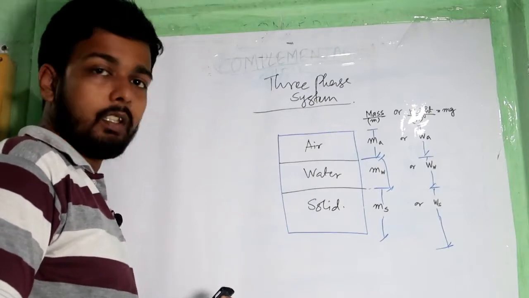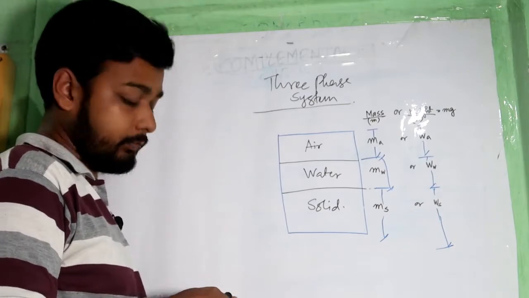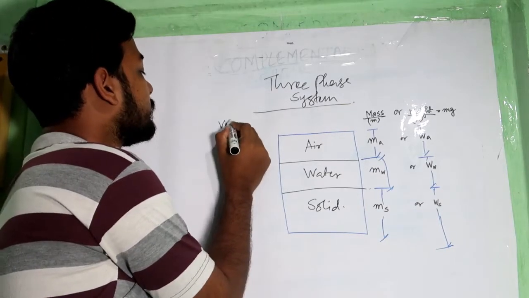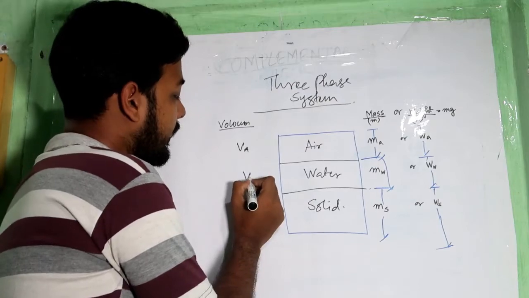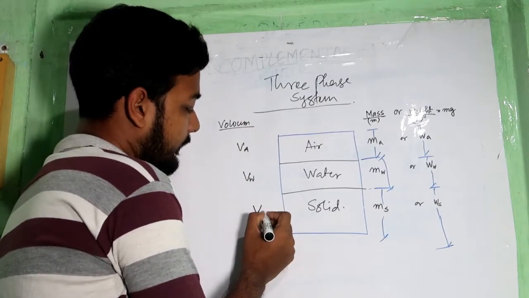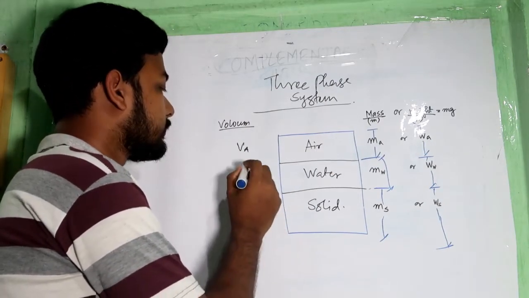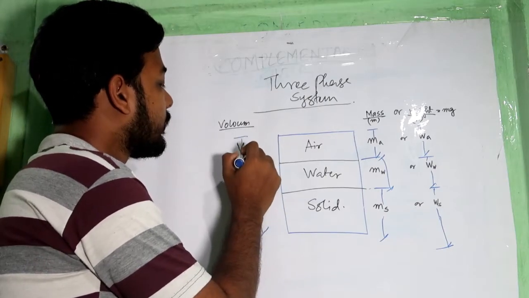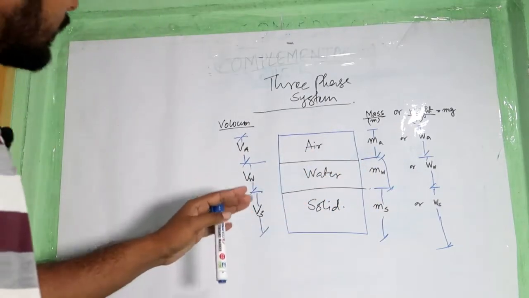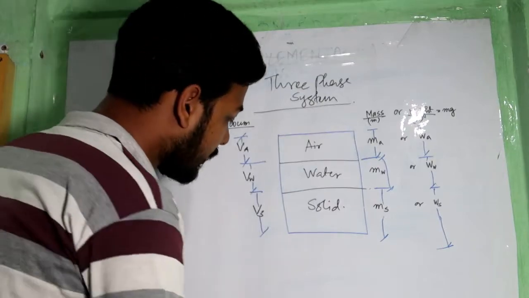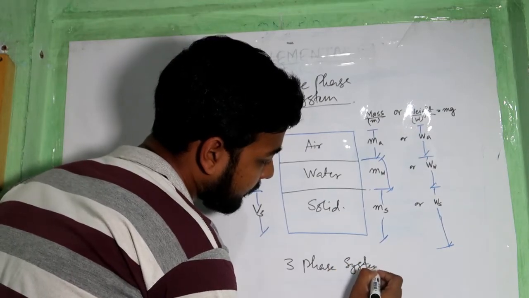So on this side I am trying to denote it by volume. This is the Va, this is the Vw, this is the Vs. So this is the full three-phase system. So you can say this is three-phase system. Okay.